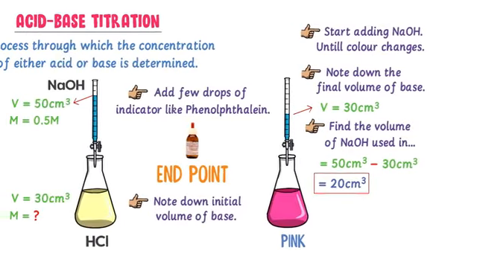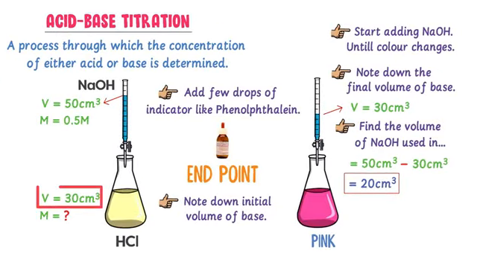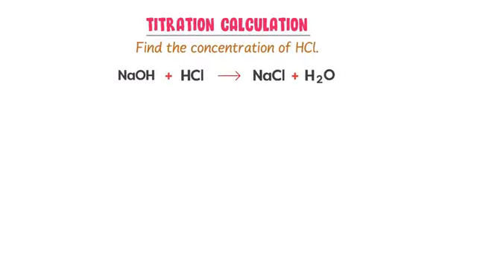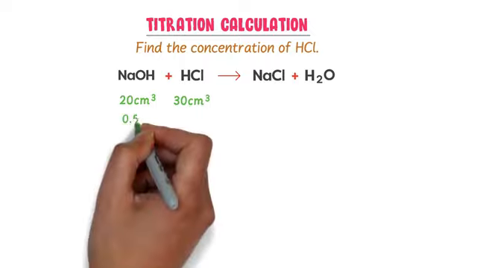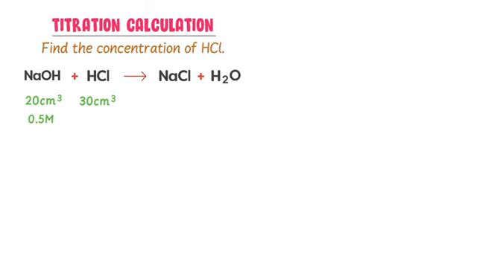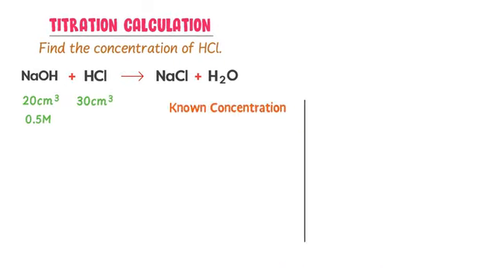In the previous slide, we know that 30 cm3 solution of HCl is used and 20 cm3 of sodium hydroxide solution completely reacts with it, having 0.5 molarity. So I write here, volume of sodium hydroxide is 20 cm3, volume of HCl is 30 cm3, and the concentration of sodium hydroxide is 0.5 M. Here I write known concentration and here I write unknown concentration. The known concentration is sodium hydroxide and the unknown concentration is HCl.